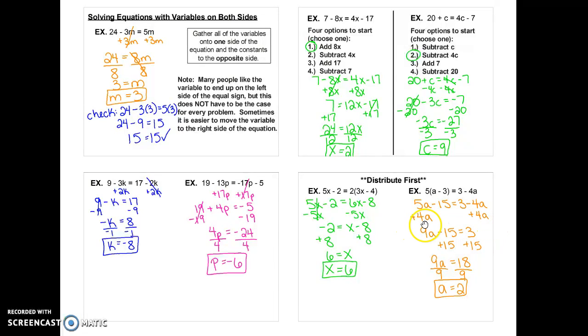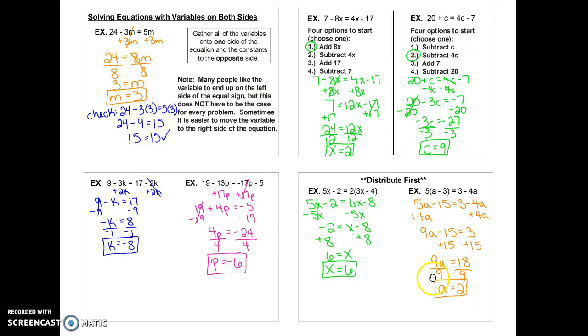So I add 4a to both sides. 5a plus 4a is a 9a. Drop down the minus 15 and drop down the 3. Those 4a's canceled. Now you have 2 more steps. This is just back to your 2-step equation. So we're going to add 15 to the other side. That's going to give me 9a equals 18. And then one final step is to divide both sides by 9, so you end up with a equals 2.